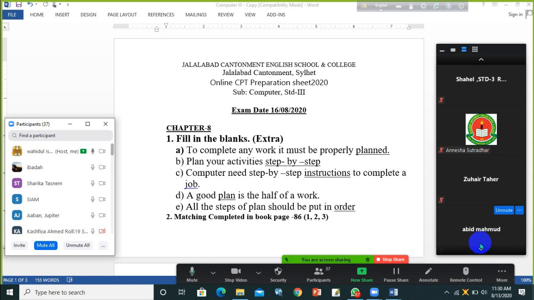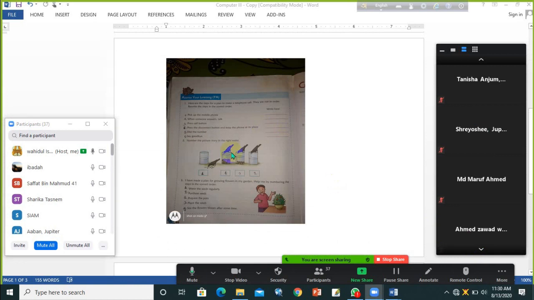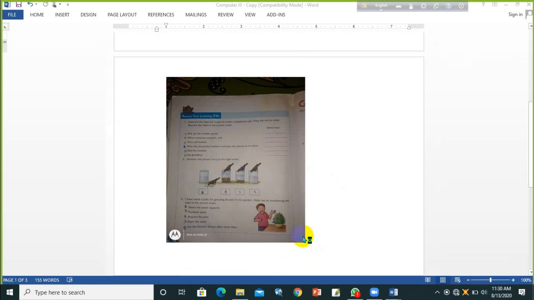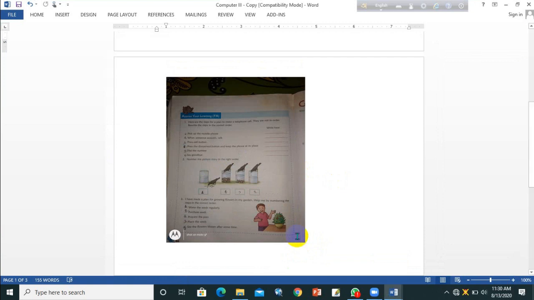Still those who haven't completed, I already gave it to you in your WhatsApp. You will complete it and practice by yourself. Okay, there is a matching. I haven't completed my class properly. Because of load shedding, we cannot complete today's class.